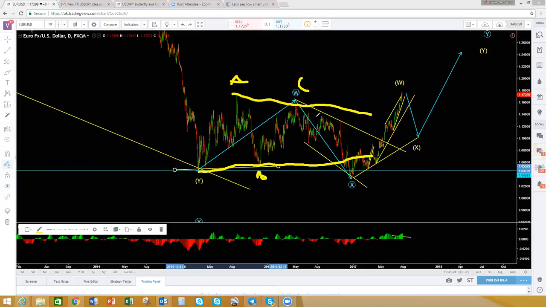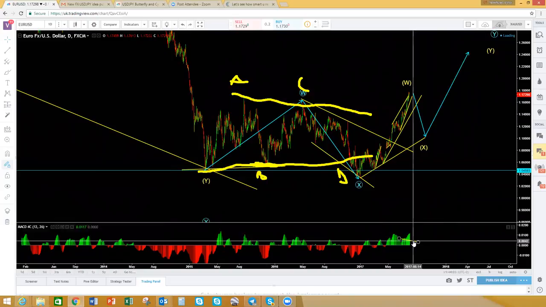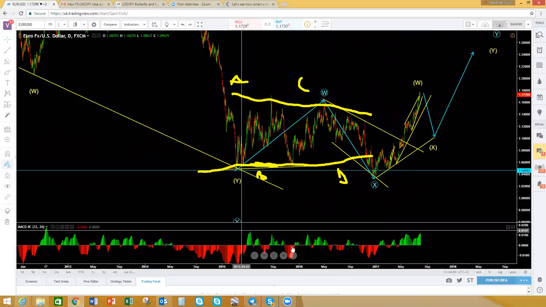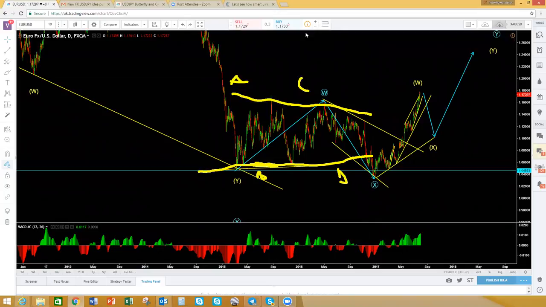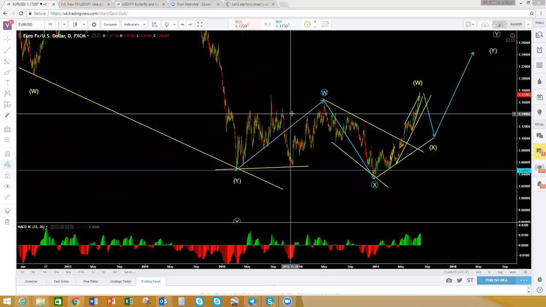Because for this to be a valid triangle, this cannot break wave D, cannot break wave B, otherwise it's not a valid triangle. And also, when you come to your indicator, whether you use the RSI or the MACD, which I normally use, the MACD, your indicator must also be forming a triangle. So here we were not getting that. So this triangle idea was invalidated. So then what does it become now? What is it? So you see, when you know patterns, you always have options.